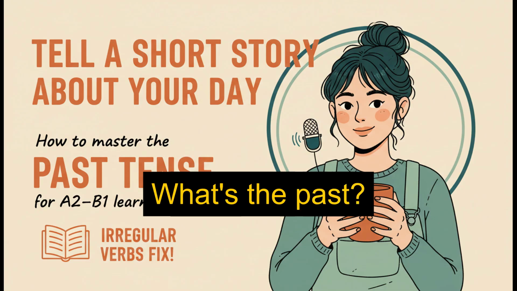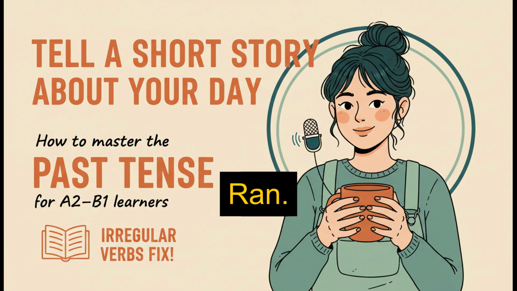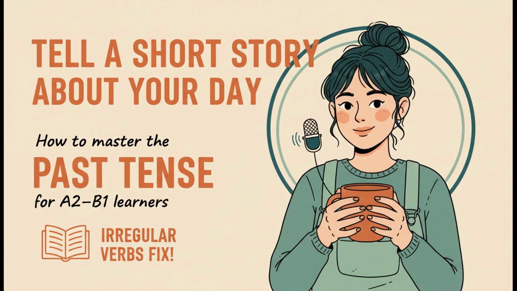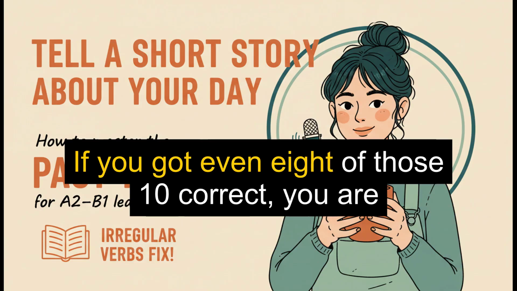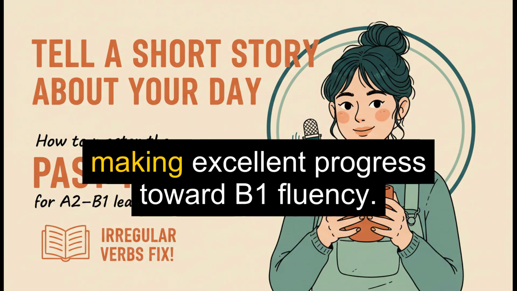What's the past? Drove. Run, ran. Lose, lost. Throw, threw. Know, knew. Buy, bought. Make, made. See, saw. Forget, forgot. Teach, taught. Fantastic. If you got even 8 of those 10 correct, you are making excellent progress toward B1 fluency.